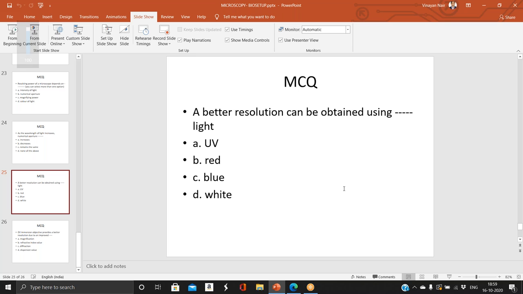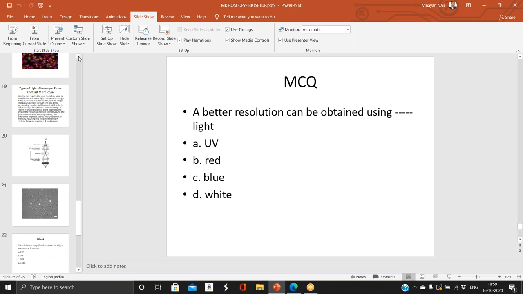Or shall I pass the question? Because Shalini told blue, I also told blue. Then Prema Kumari also told blue. Is it like that? Yeah. Blue can give high wavelength. Is it high wavelength? Is that the answer?